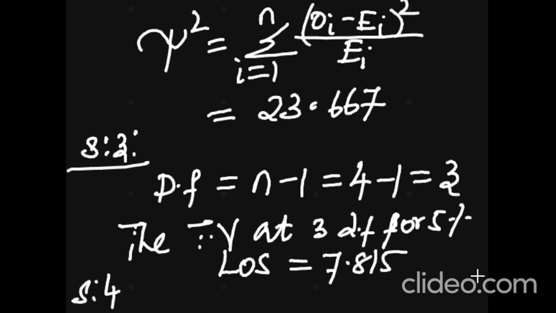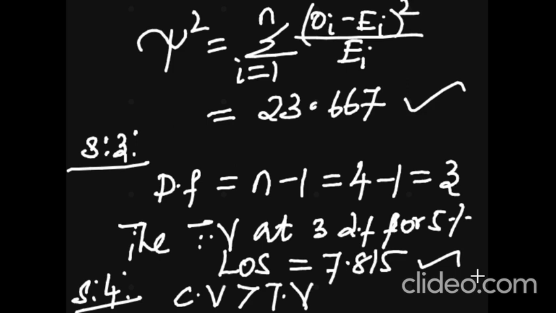In step 4, you have to compare this value as well as this value. Here the calculated value was greater than the table value. Therefore, we have to reject H naught.